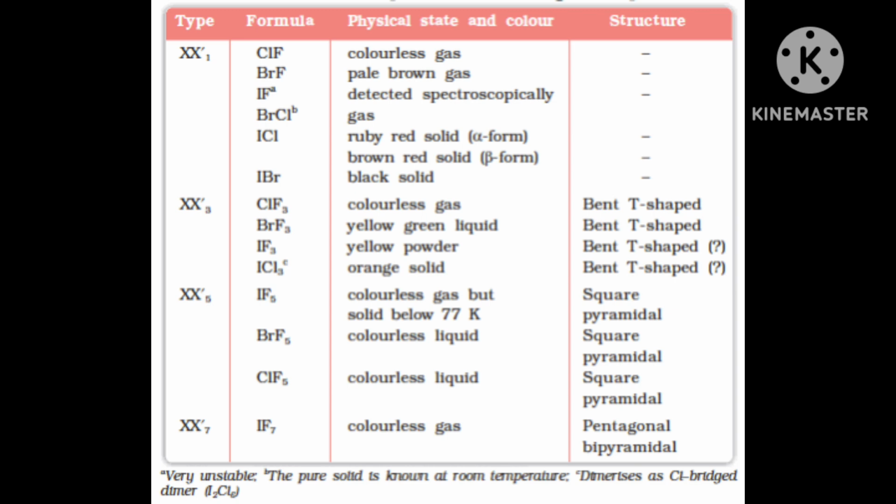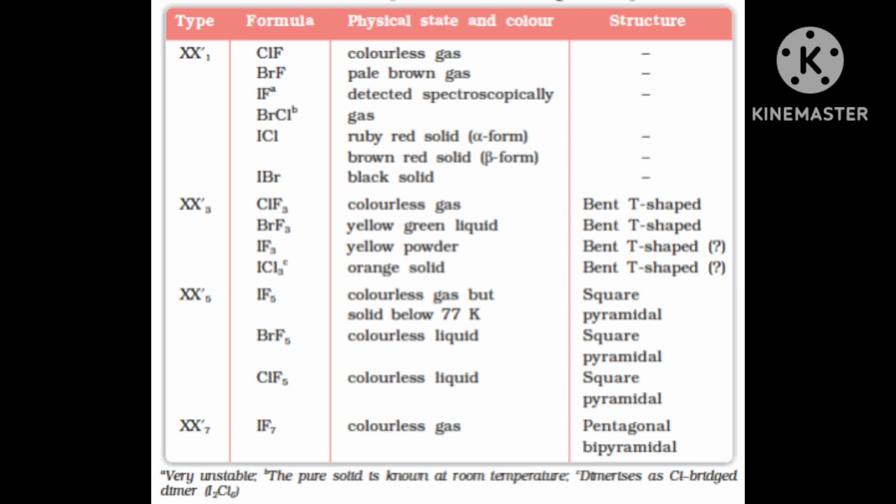Similarly, now I2 plus 3Cl2, where Cl2 is in excess. It will form 2ICl3, iodine trichloride.